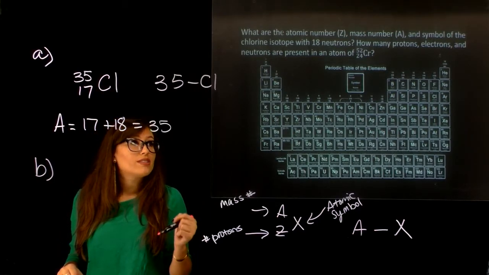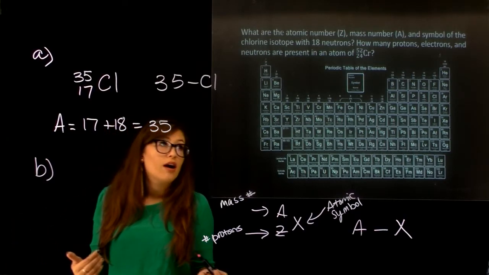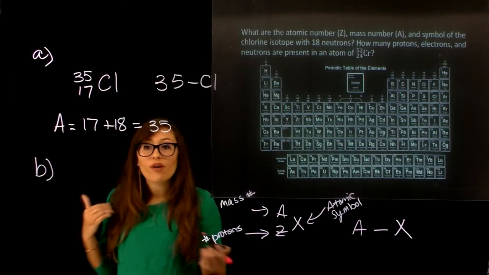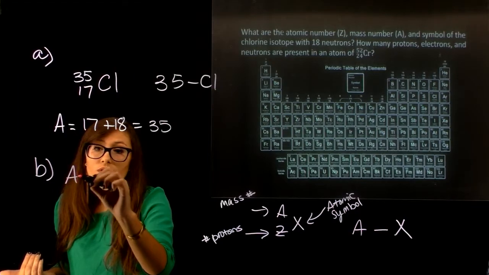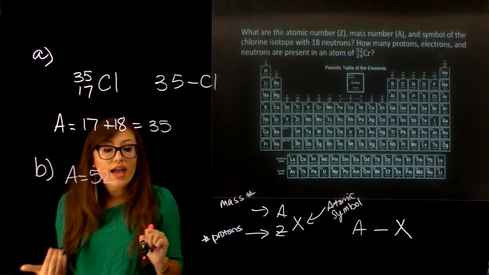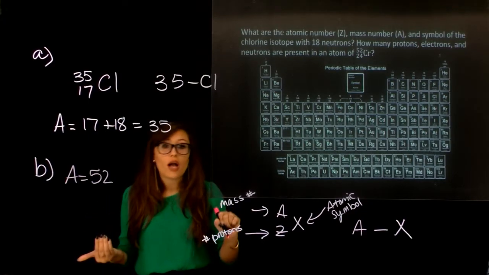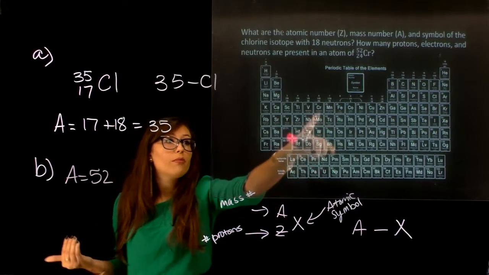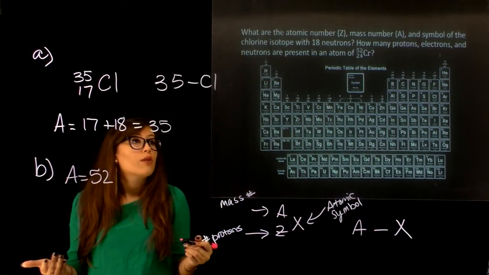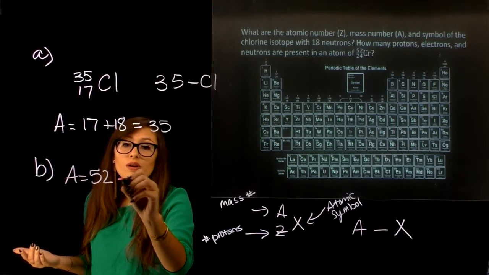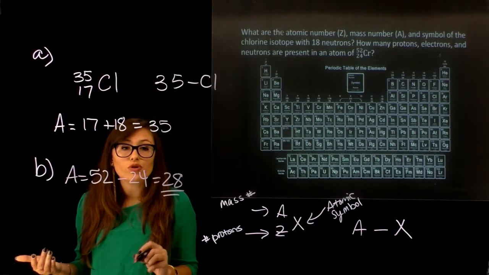In part 2, it says how many protons, electrons, and neutrons are present in an atom of chromium-52. Well, if they're telling us my mass number is 52, we can go ahead and find out the number of neutrons present because we know how many protons there are, because if we find chromium on the periodic table, it tells us we have 24 protons available. So 52 minus 24 is going to give me 28, and this is how many neutrons I have.